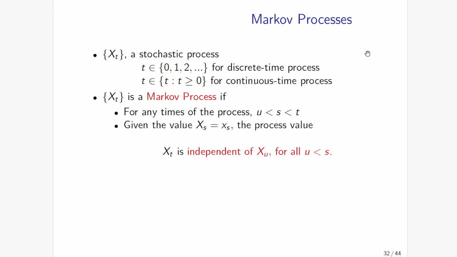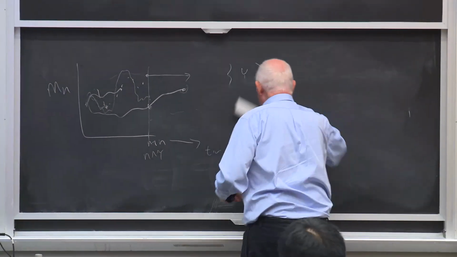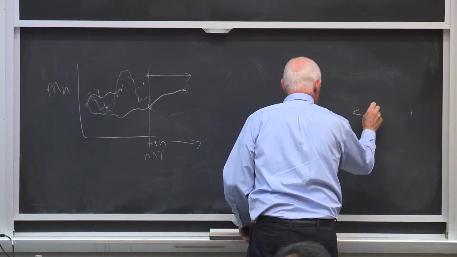Now, a second topic in stochastic processes that is extremely important is the concept of Markov processes. If we think of a general stochastic process X_t, then we will say that the process is a Markov process if for any time S that's between u and t, X_t will be independent of all X_u where u is less than s. So we have u less than s less than t.